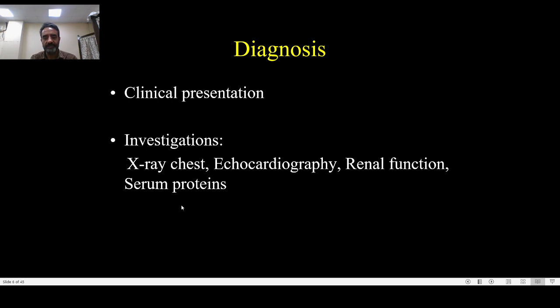Serum proteins, if there is alteration in the serum proteins, if there are low serum proteins, then there could be a similar kind of picture, edema feet could be there. So all these tests are to establish the diagnosis of congestive heart failure. Some are for definitive diagnosis, others are to rule out various other problems that could be there. So in the differential diagnosis.